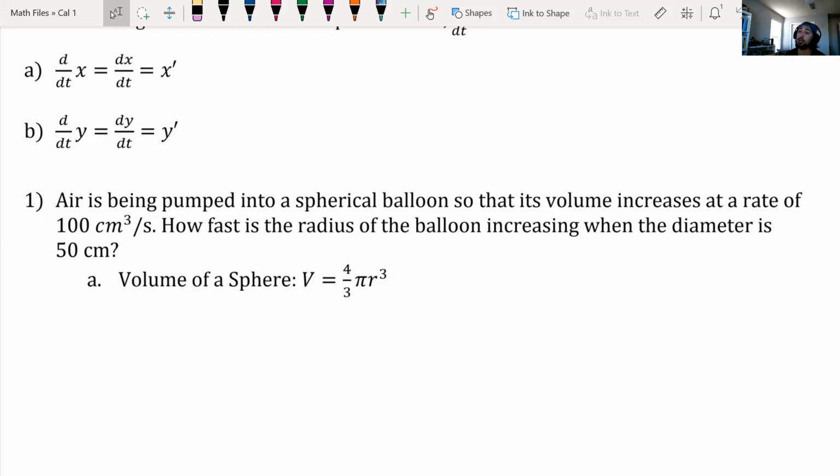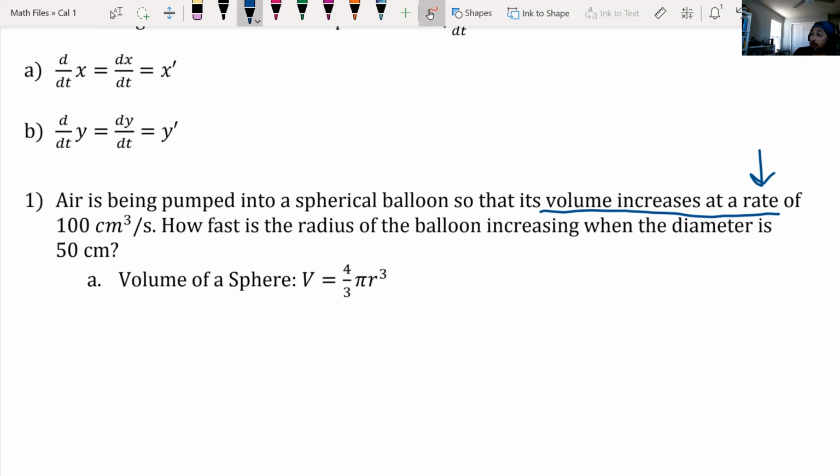And now we need to pick apart what this question is telling us. This says air is being pumped into a spherical balloon so that its volume increases at a rate. So remember, we are dealing with derivatives with respect to time. So the key word here you should look for is rate. So rate of change, slope, these all mean the derivative. And what this problem is telling us is that the volume is increasing at a certain rate. So is that going to be V or is that going to be V prime? V prime. V prime, yeah, woo.